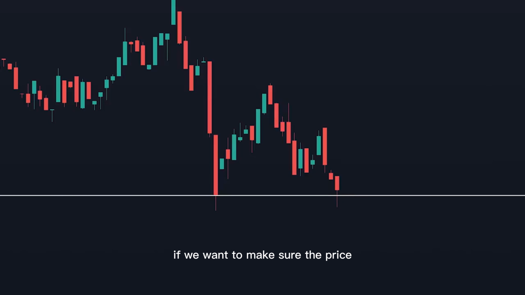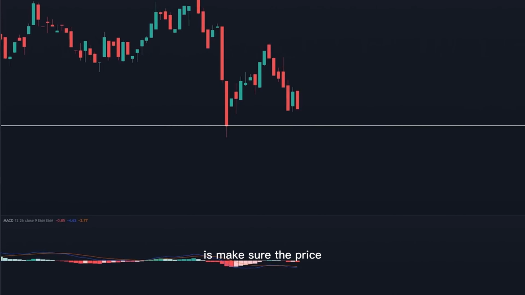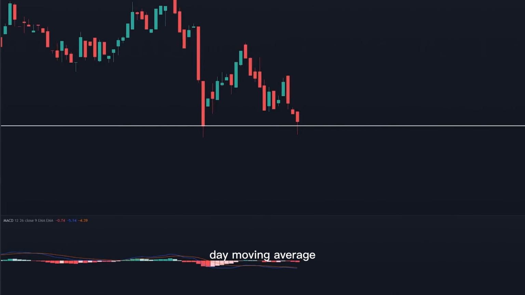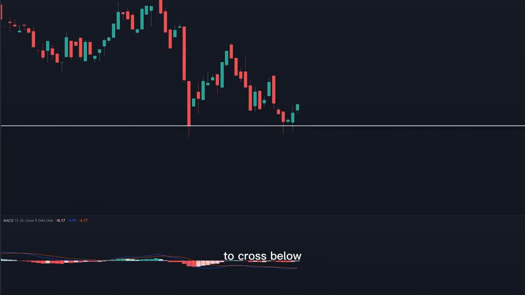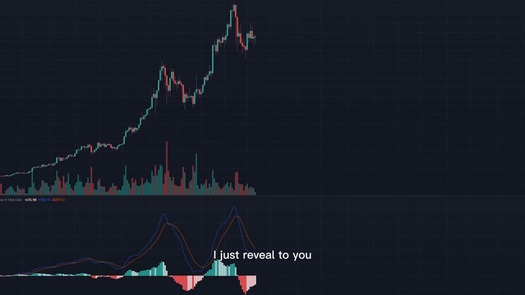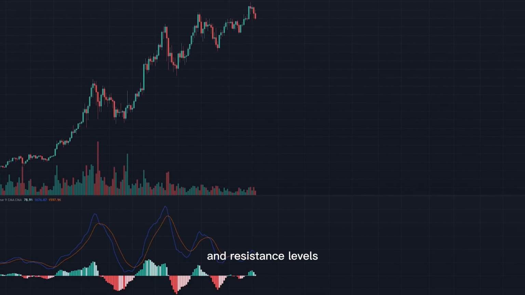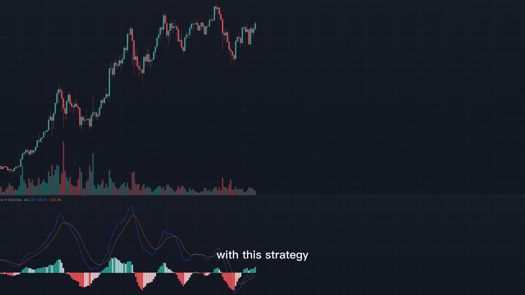If we want to make sure the price is about to change in momentum, that's when we bring out the MACD indicator. So what you would do is make sure the price is above the 200-day moving average. Once the price hits the support made, wait for the lines on the MACD to cross below the zero level, and that's when you enter the trade. I just revealed to you how the MACD, 200-day moving average, and using support and resistance levels gives an extremely high win rate with this strategy.